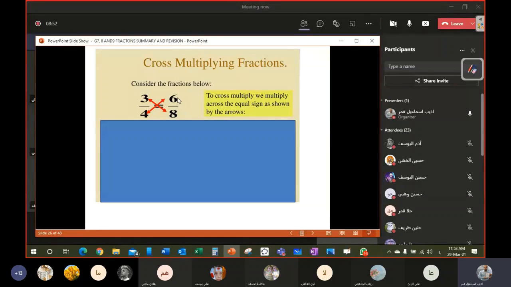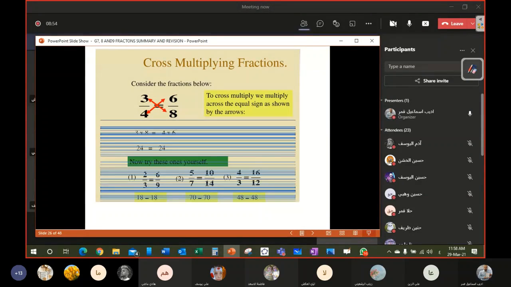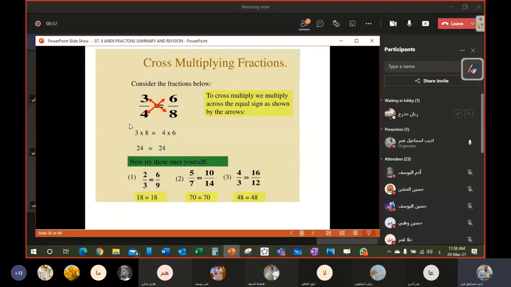So we get 3 times 8. We keep the sign which is equal between them. 3 times 8 is equal to 4 times 6, which is 24 equal to 24. We know that these two fractions, 3 over 4 and 6 over 8, are equal. By simplifying 6 by 2 and 8 by 2, we get 3 over 4. So these two fractions are equal.